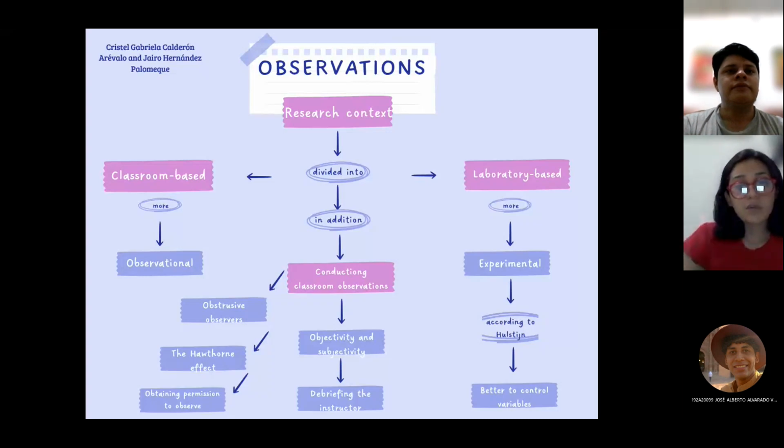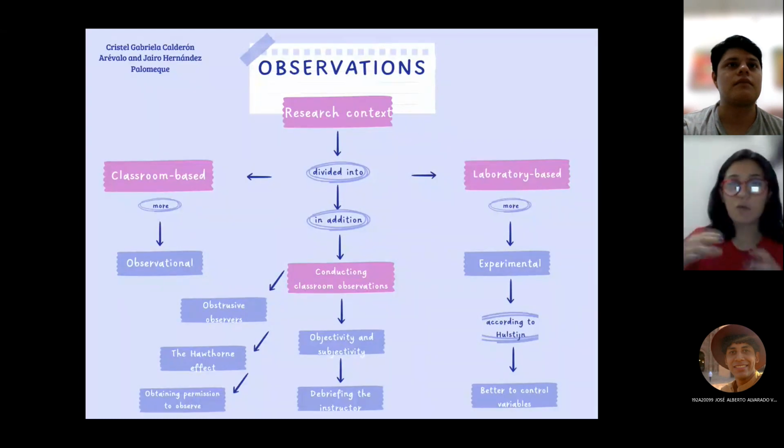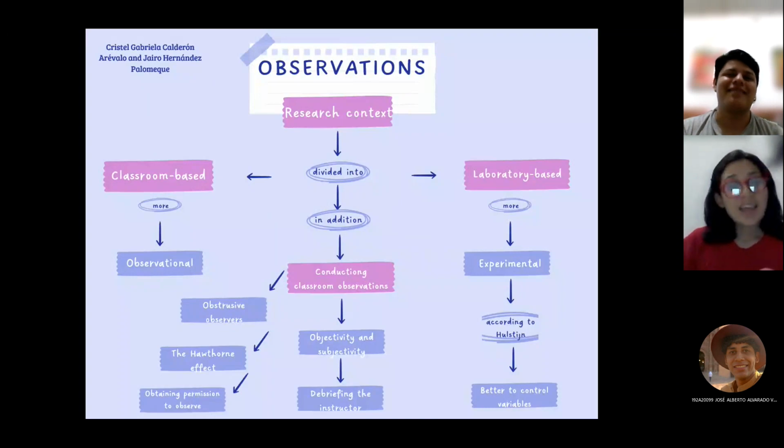Then we have the Hawthorne effect. Do you remember, Jairo, when we were in the classroom 2 or 3 months ago, and some people came into the classroom and started to take some photos of us, like if we were paying attention or reading books? Do you remember that? Yes, yes, that was good.